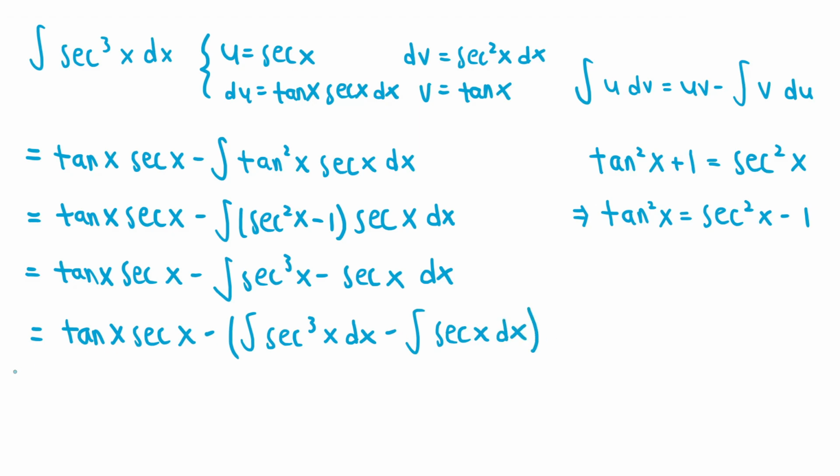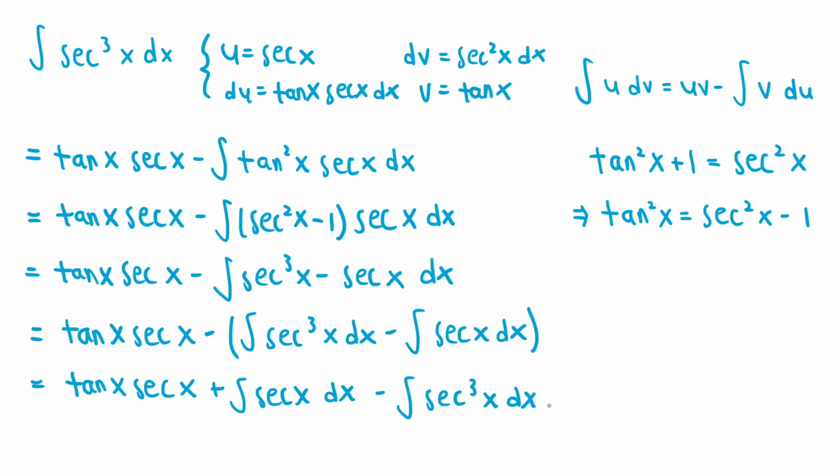If we distribute the negative sign into the parentheses, this becomes tangent x secant x plus the integral of secant of x dx minus the integral of secant cubed of x dx. And what I've done is I've put the integral of secant of x dx term at the front, and you'll see why in a second. The integral of secant of x term should be positive since the negative and negative cancel out, and the integral of secant cubed of x term should be negative since the negative outside of the parentheses makes this term negative.